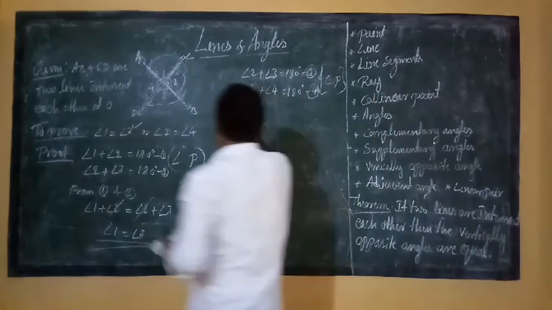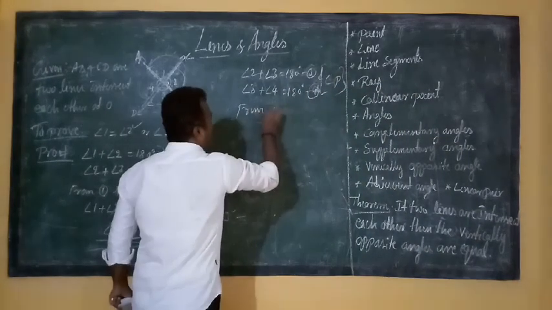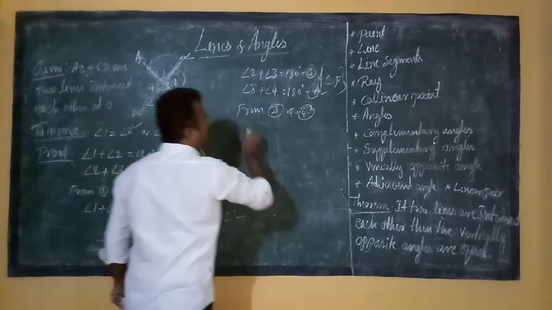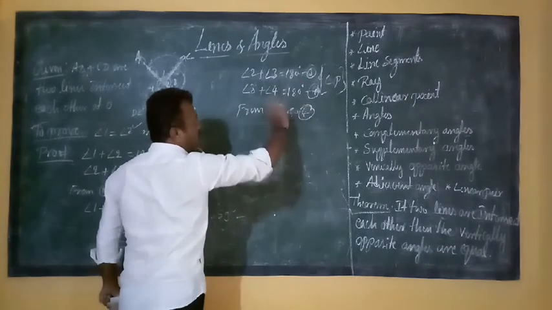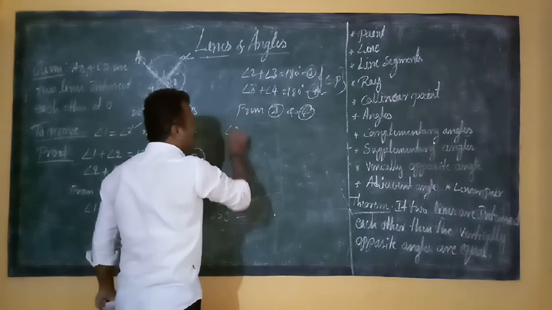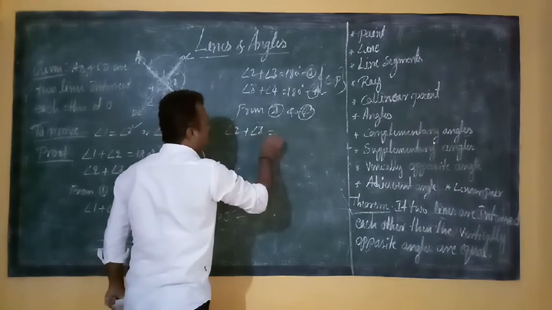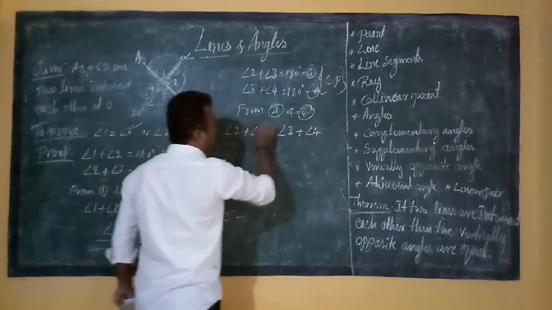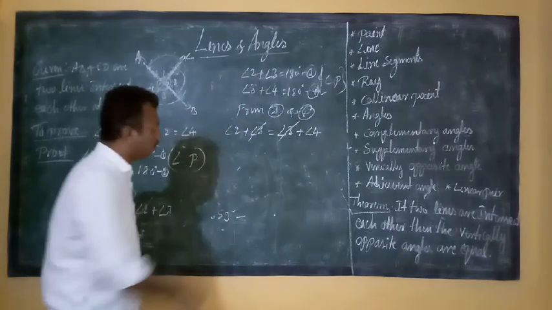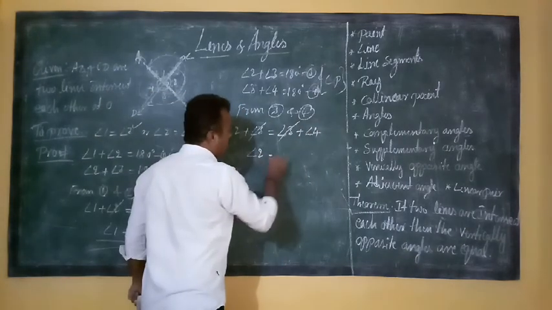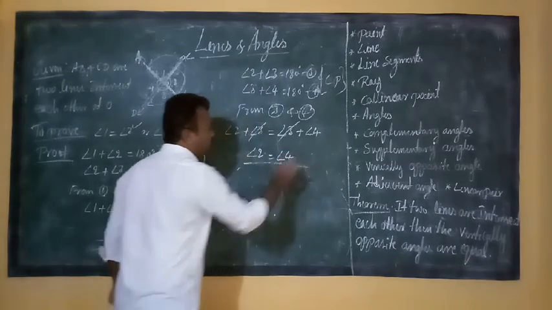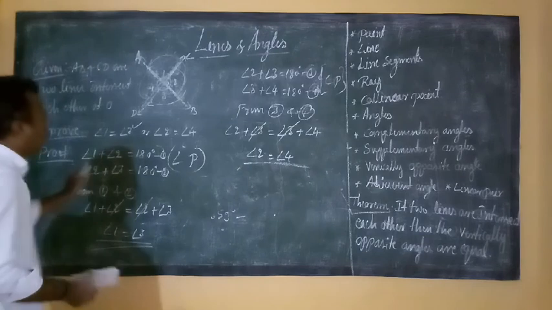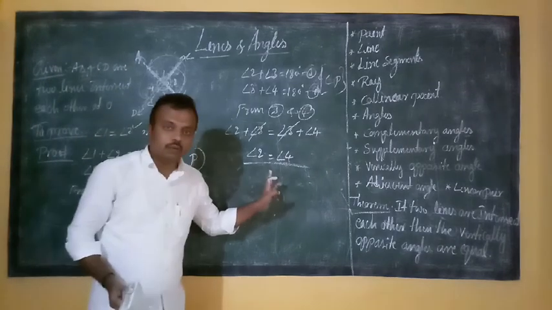So, from 3 and 4, what happened? The RHS is equal, so the LHS is also equal. Angle 2 plus angle 3 is equal to angle 3 plus angle 4. Therefore, angle 3 gets cancelled. So finally, angle 2 is equal to angle 4. Understand students? So, like this we prove that vertically opposite angles are equal.